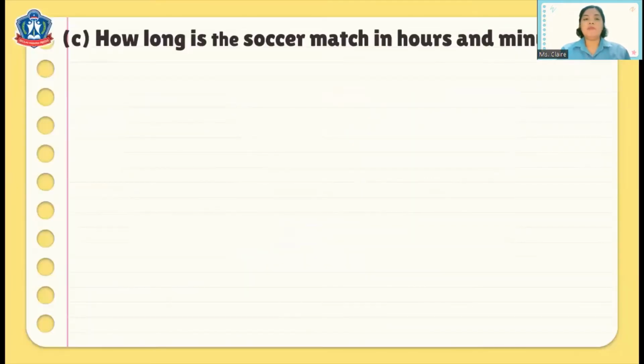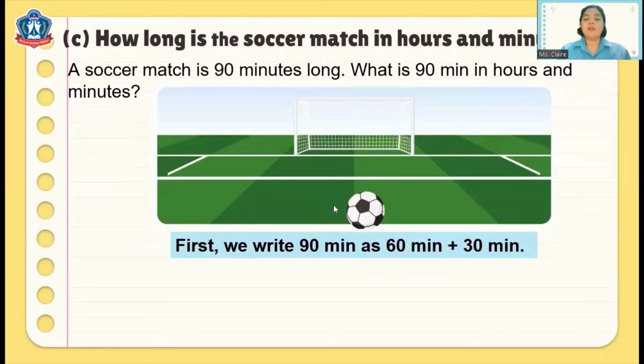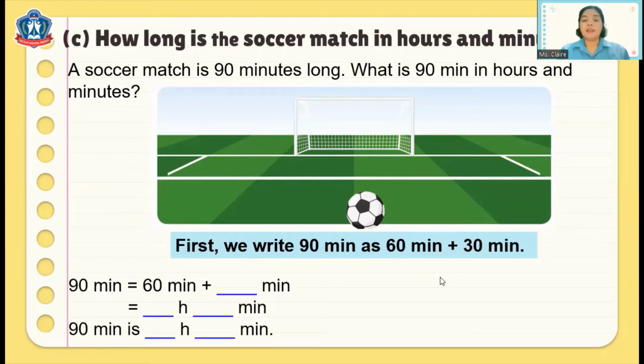Let's continue. How long is the soccer match in hours and minutes? Take a look. A soccer match is 90 minutes long. What is 90 minutes in hours and minutes? First, we can write 90 minutes as 60 minutes plus 30 minutes because 1 hour is equal to 60 minutes. So it means that it is 1 hour and 30 minutes. It is not enough to make 2 hours, because 2 hours is 120 minutes.